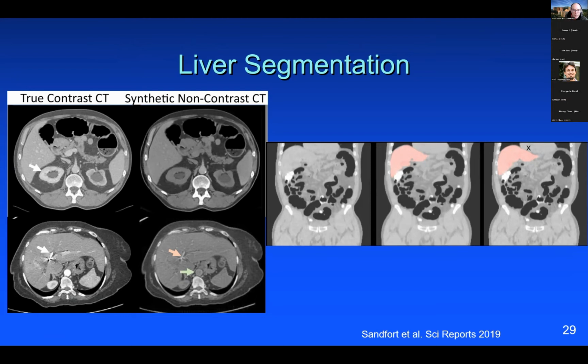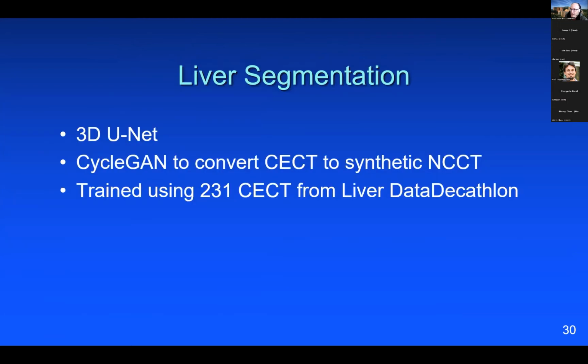Now, one of the things we've been interested in my group is applying these techniques to scans obtained in different ways, for example, with and without intravenous contrast. And one of the ways we've done that is use generative adversarial networks to convert true contrast-enhanced CTs to synthetic non-contrast CTs. And in this particular application, we used this method to develop a liver segmenter that worked on both contrast-enhanced and non-contrast CTs.